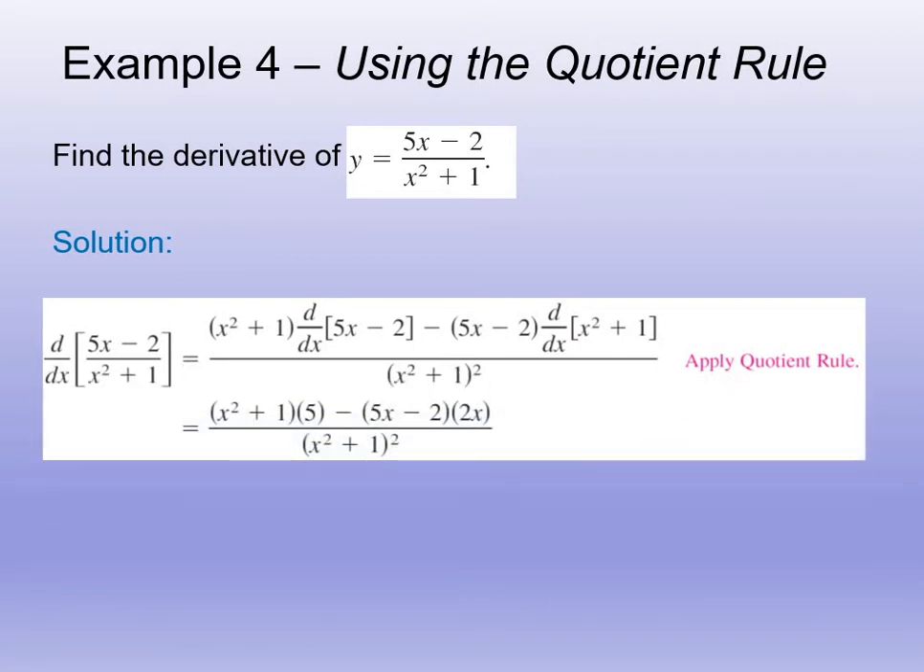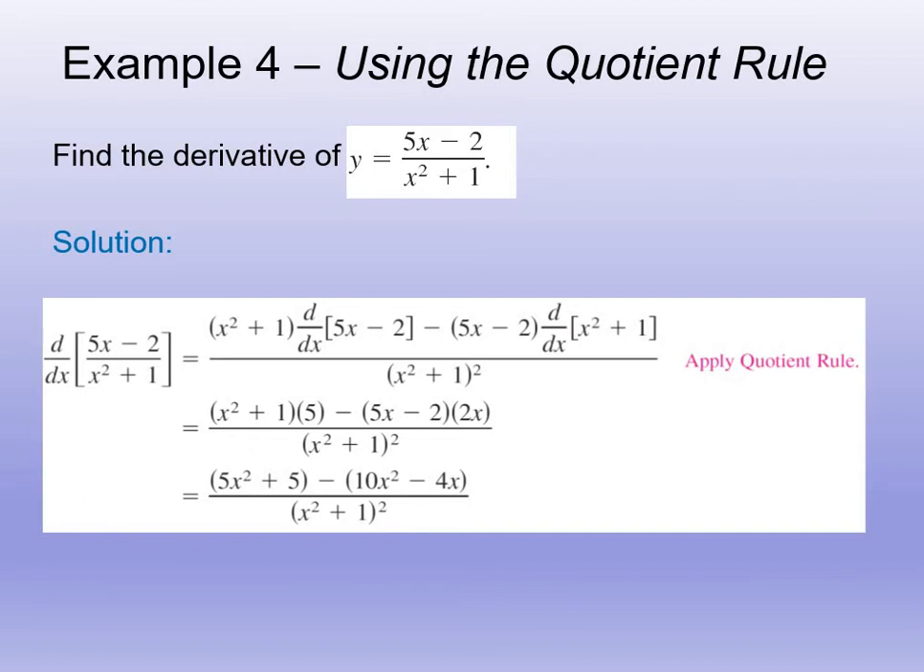Alright, so when we do that, we get x squared plus 1 times the derivative of 5x minus 2 is 5 minus 0, which is 5. Okay, minus 5x minus 2 times the derivative of x squared plus 1. The derivative of x squared plus 1 is 2x plus 0, which is 2x. Okay, so we're left with this term here. And then we have to simplify the numerator down. So we're going to distribute the 5 to the x squared plus 1, and we're going to distribute the 2x to the 5x minus 2. There's not much we're going to do with the denominator right now.